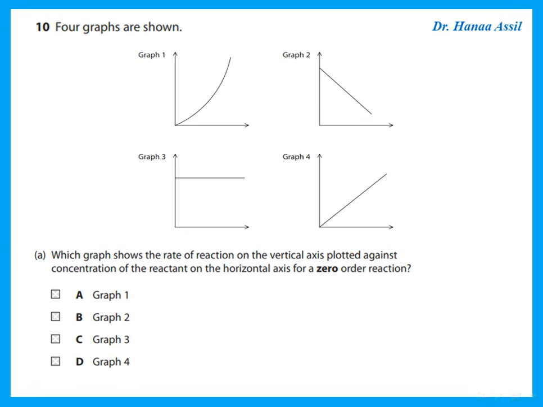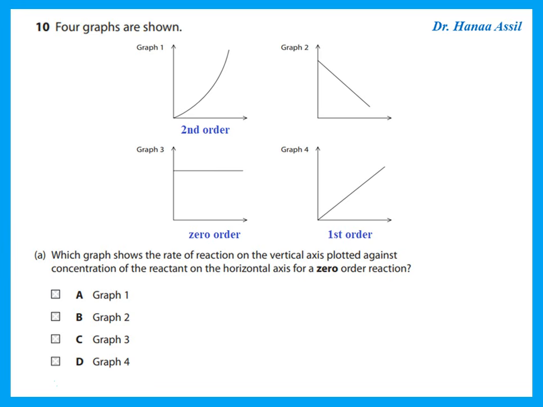Four graphs are shown. Which graph shows the rate of reaction on the vertical axis plotted against concentration of the reactant on the horizontal axis for a zero order? So which of these is for a zero order? You should be familiar with which graph. Remember, we're plotting rate versus concentration of reactant.